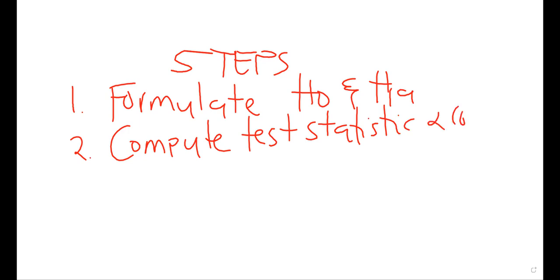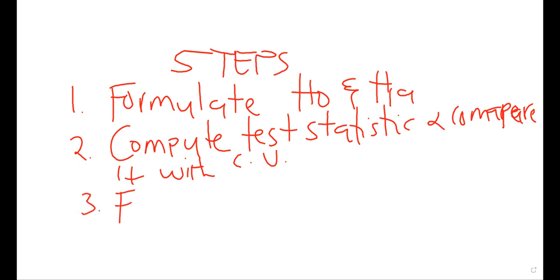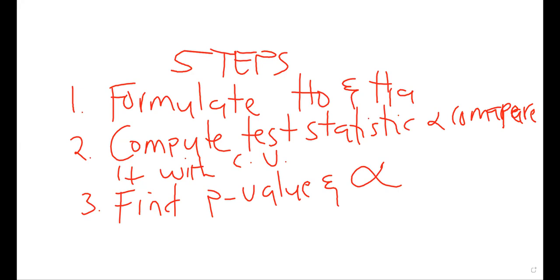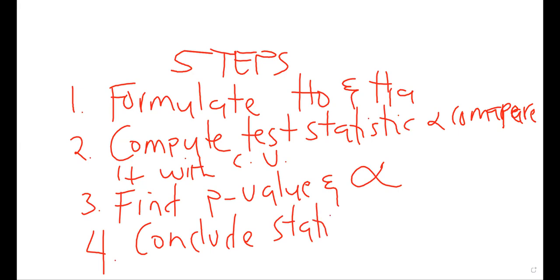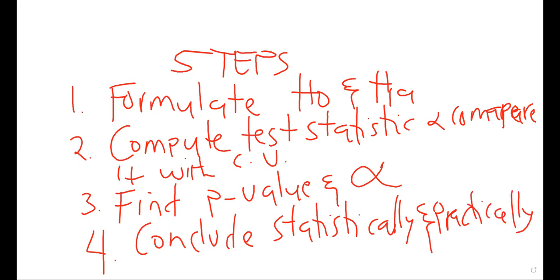And compare it with the critical value. That is step 2. Step 3 is to find the p-value and compare it with alpha. Finally, conclude statistically and practically. Ladies and gentlemen, I'm sure you've gotten the steps in hypothesis testing.